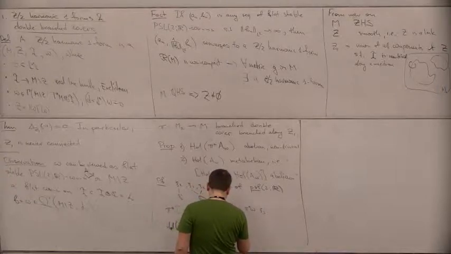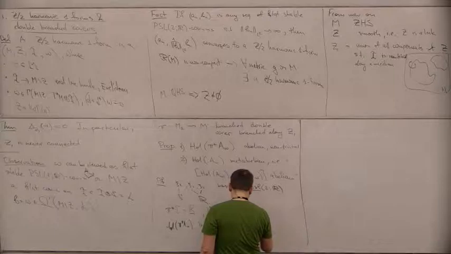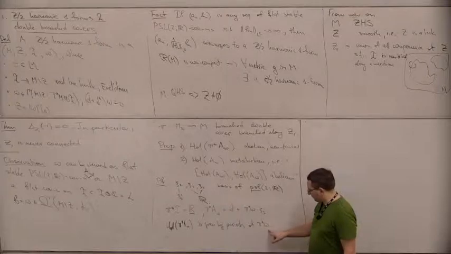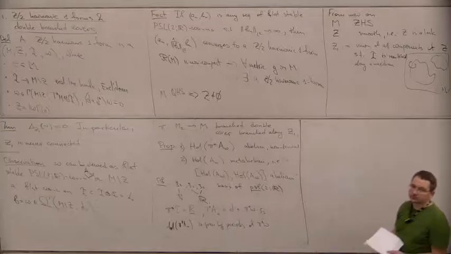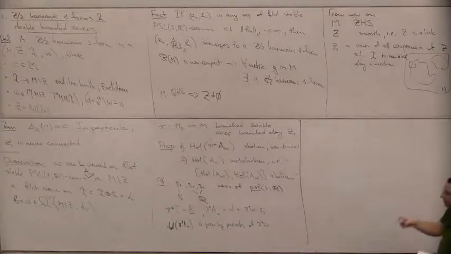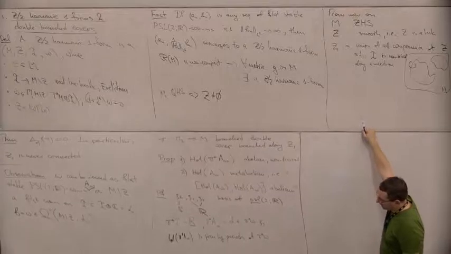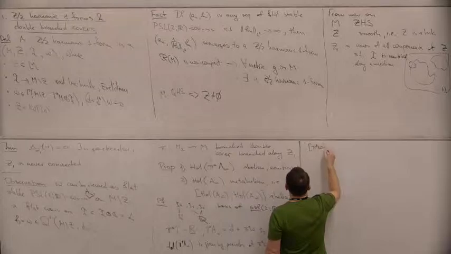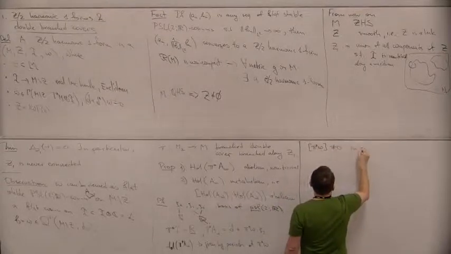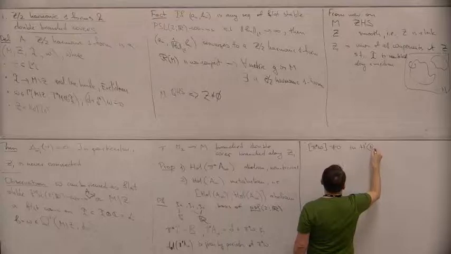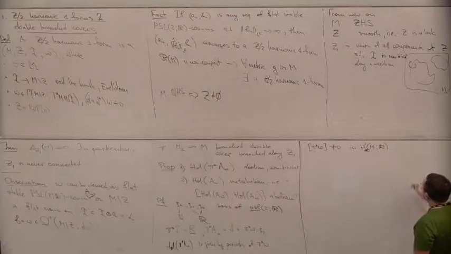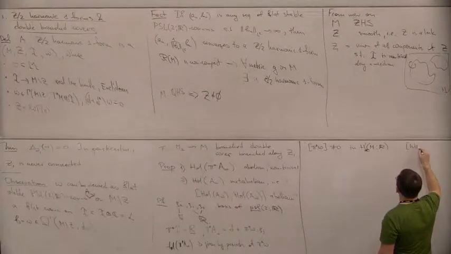Of pi star omega. So pi star omega is obviously a closed form, but the question is why is this non-trivial? So why is the cohomology class of this non-trivial? And this follows: pi star omega is non-zero in H1, due to the work of Wang.